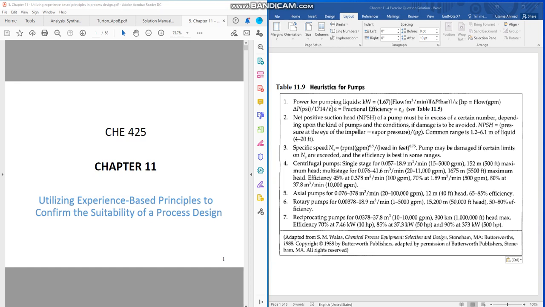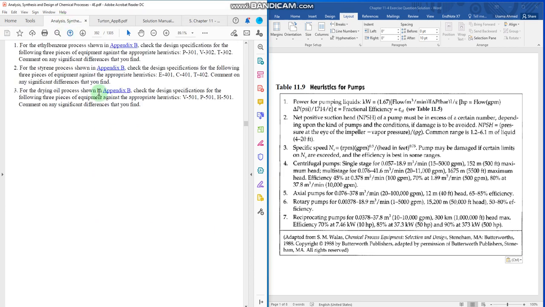Assalamu alaikum everyone. Today we have to continue with this chapter number 11 and we will try to solve one more example to just have a practice on how we can use the heuristics to solve some pumps and vessels and the distillation columns. So I have chosen one exercise problem and we will see how we can actually solve this problem by using some of the heuristics.